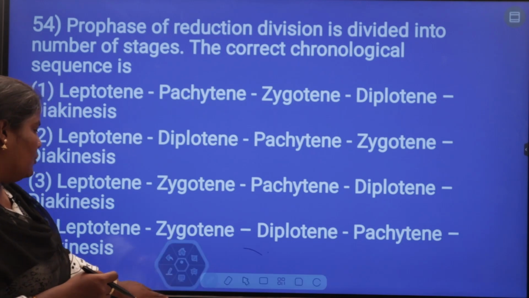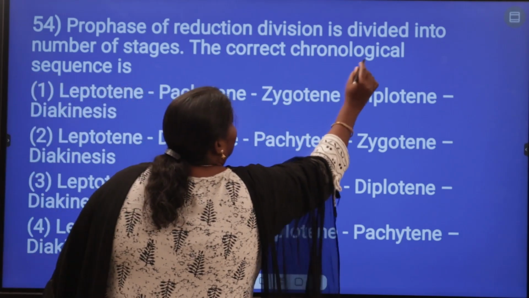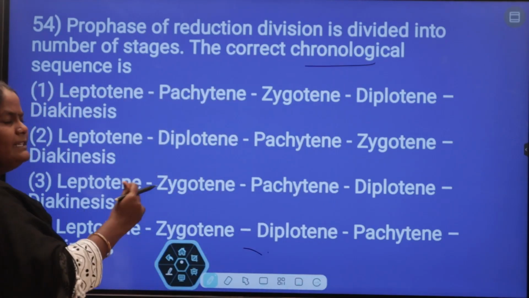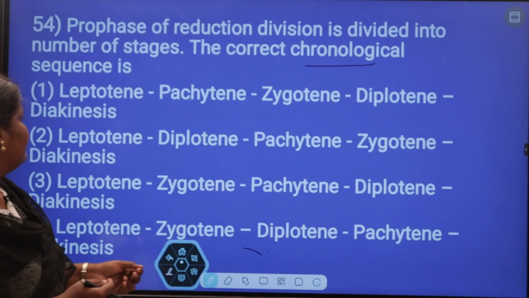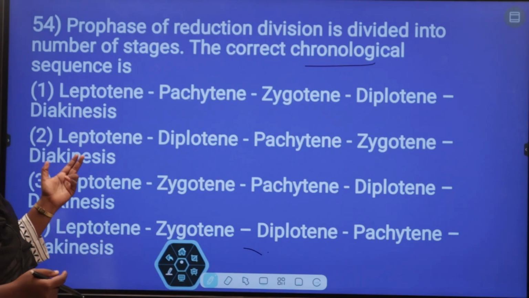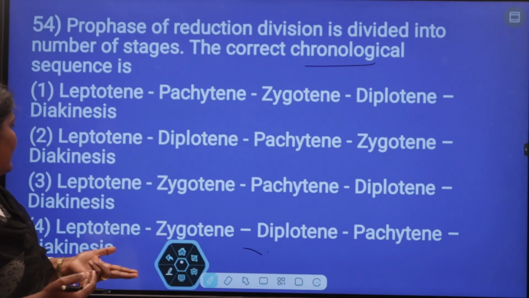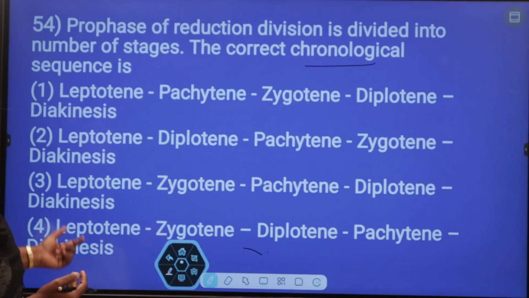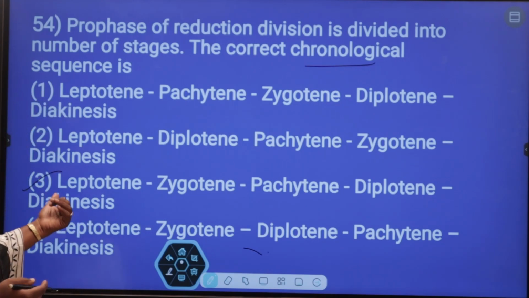There is a term called chronology here. By sequence, how it takes place inside the system, you have to sequence like this. So it starts with the leptotene. Basically, the 5 phases of the prophase start with leptotene, zygotene, pachytene, diplotene and diakinesis. So then probably the answer for this question is the third option. For question 54, the third one is the right statement.